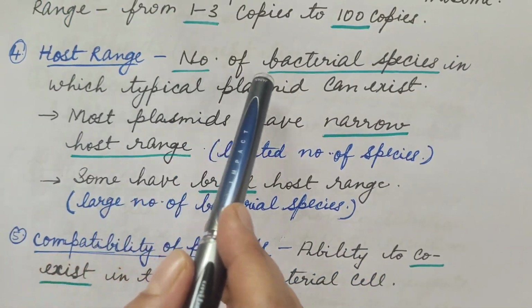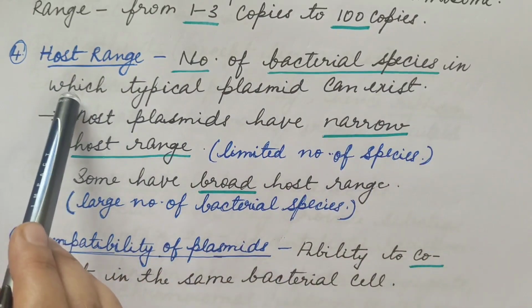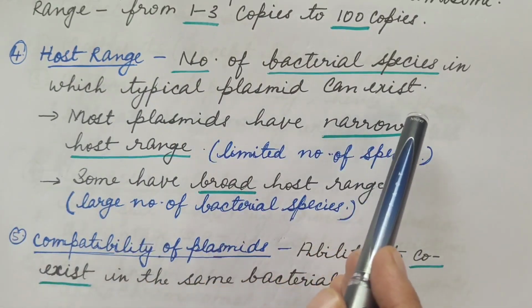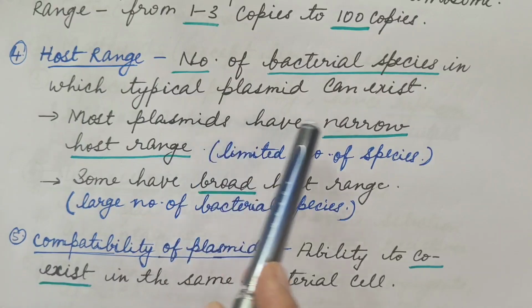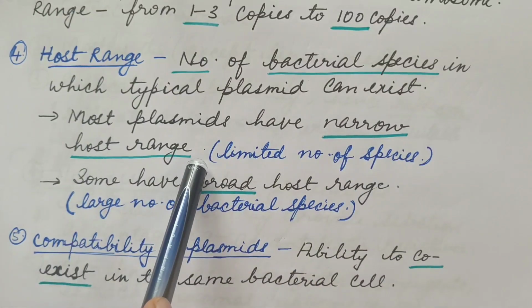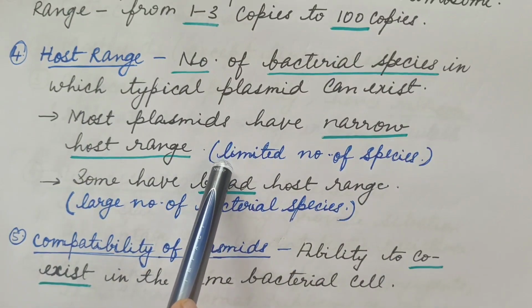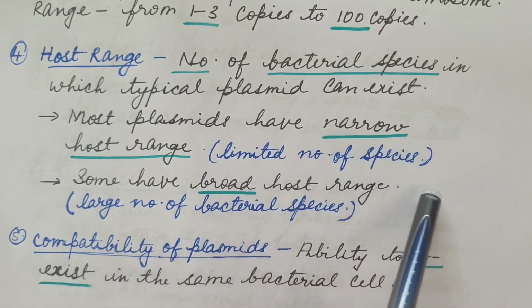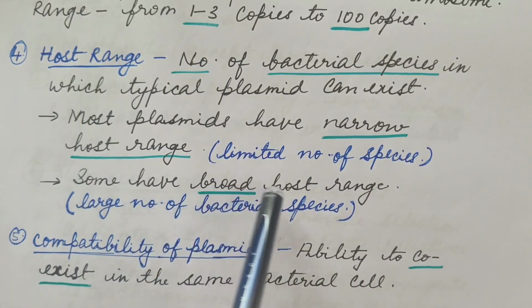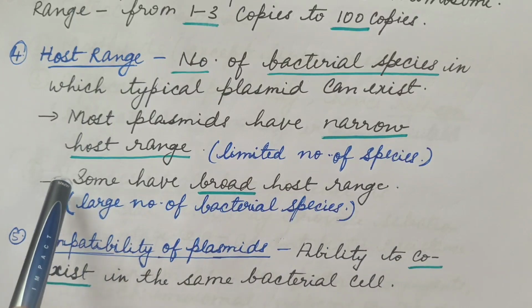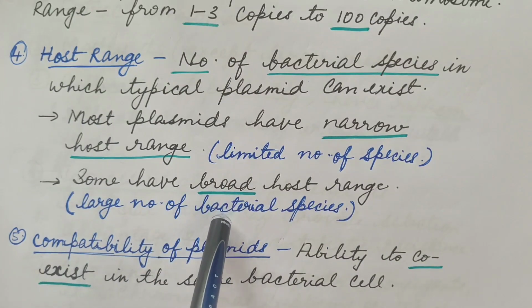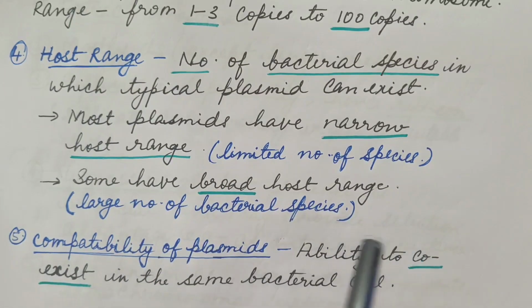Fourth, host range. The number of bacterial species in which a typical plasmid can exist. Most plasmids have a narrow host range. That is, these are present in a limited number of species. Some have a broad host range. It means these are present in a large number of bacterial species.